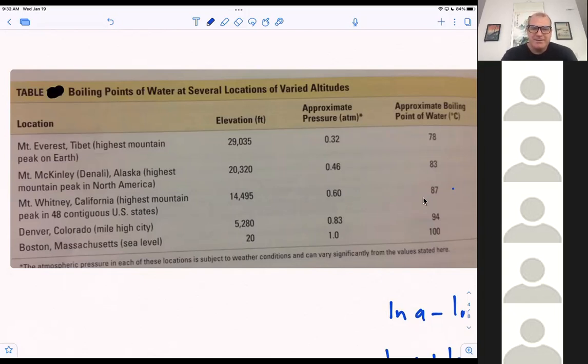But you can see in this table that different altitudes mean the ambient pressure is lower, and because of that, the boiling point of water goes down. For instance, on top of Mount Everest, water will only boil at 78 degrees Celsius. In Denver, water will boil at 94 degrees Celsius. Of course, at sea level, water boils at 100 degrees Celsius. If you're cooking food that involves simmering, boiling in water, using water as the heat transfer medium, it's going to take longer to cook food at higher altitude. So that's where the cookbook advice comes from.